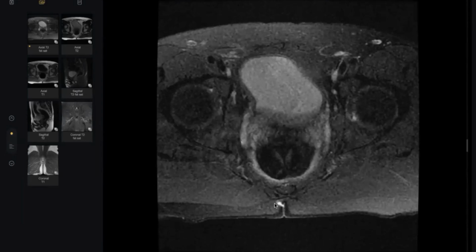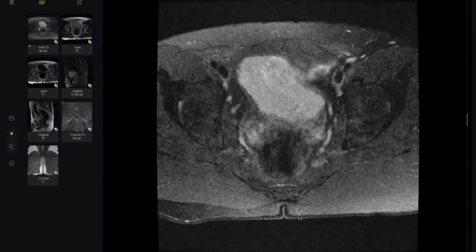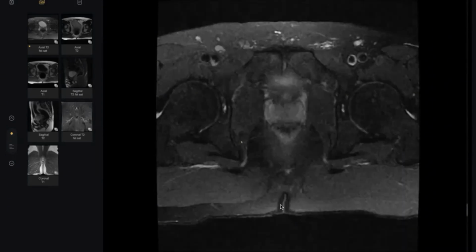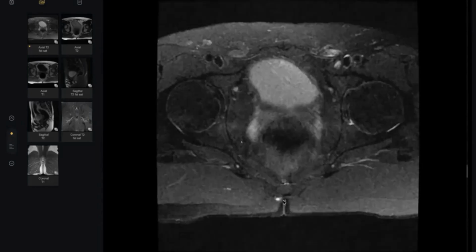Linear high signal, if this one. Yes, this is the natal cleft itself. Okay? So can you scroll again? Yes, sir, I will see. Follow this abnormal signal.